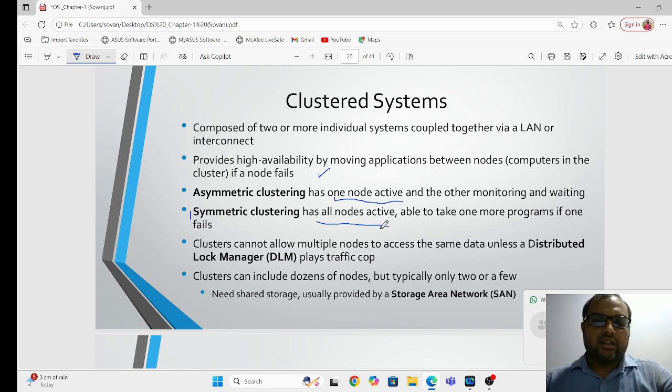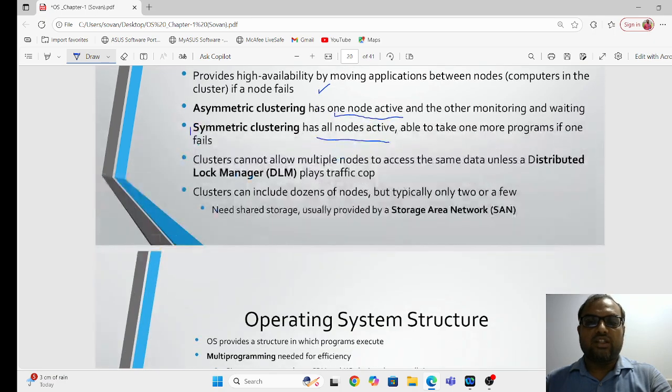Then clustering does not allow multiple nodes to access the same data unless it is a distributed lock management system. If there is no barrier, then they can access it. So these are the points for clustering systems.